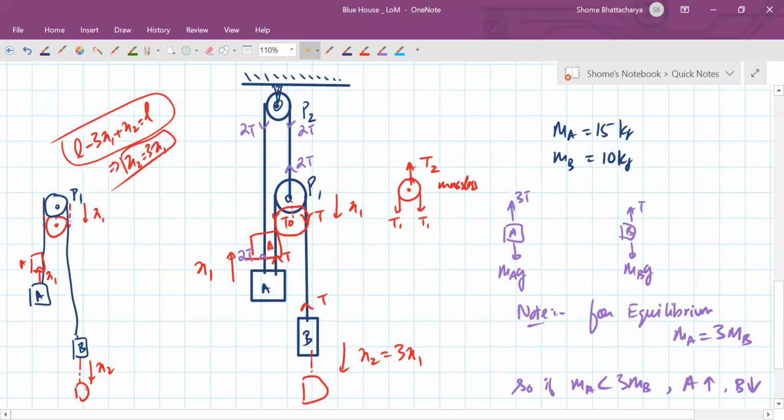3x1. So on this side when B comes down by x2, it has to increase by x2 such that these two compensate for each other. The thread length remains constant. Following this now, constraint relation is clear?